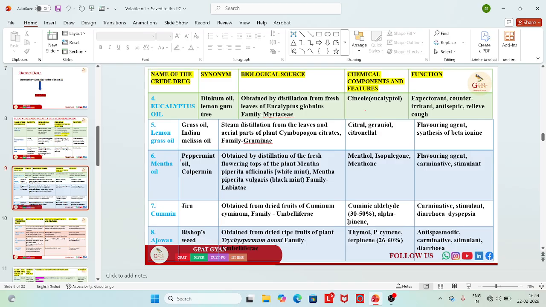In the question answer section, there was one question from here, the lemongrass oil: citral, geraniol, citronellal. These are the chemical components. Mentha, cumin, ajwan. Ajwan, the bishop's weed, contains thymol. And I told 2 points. Thymol is responsible for the action of ajwan. The pungency or the particular taste is all for the thymol. All the salient features of ajwan are for thymol.